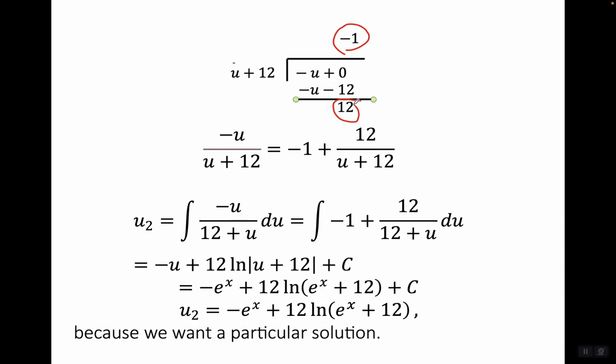So u2 is going to be the integral of negative u over 12 plus u du. But we just found on the above line that this is the same thing as the integral of negative 1 plus 12 over 12 plus u. So the antiderivative of this will be negative u plus 12 natural log of u plus 12, plus c. Let's replace u with e to the x. So this is negative e to the x plus 12 natural log of e to the x plus 12, plus c. In other words, u2 is going to be negative e to the x plus 12 natural log of e to the x plus 12. We can forget the plus c because we want a particular solution.